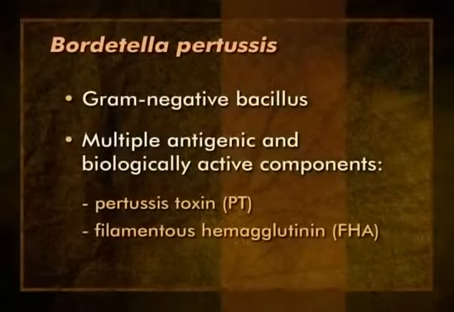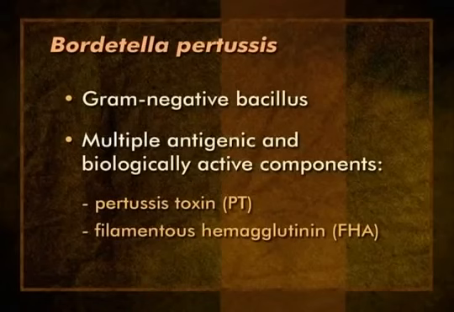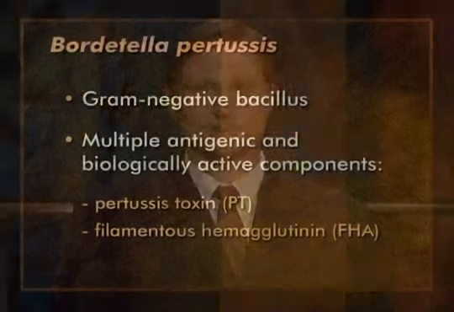Pertussis is caused by the bacterium Bordetella pertussis. A vaccine has been available since the 1940s and has largely controlled pertussis in developed countries. But pertussis still takes a huge toll worldwide, with an estimated 294,000 deaths in 2002. Bordetella pertussis is a gram-negative bacillus that produces multiple antigenic and biologically active components. The best characterized and probably most important components are pertussis toxin, PT, and filamentous hemagglutinin, FHA.